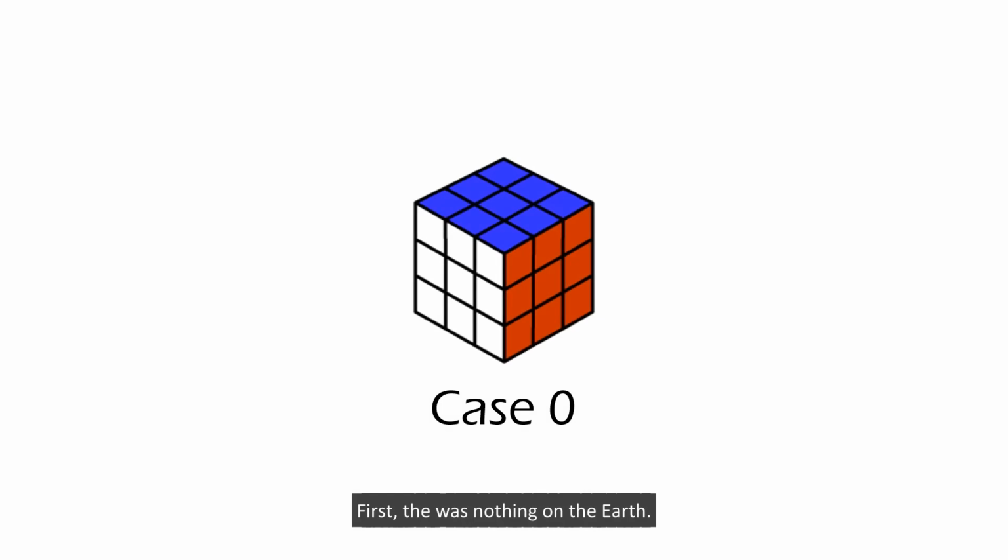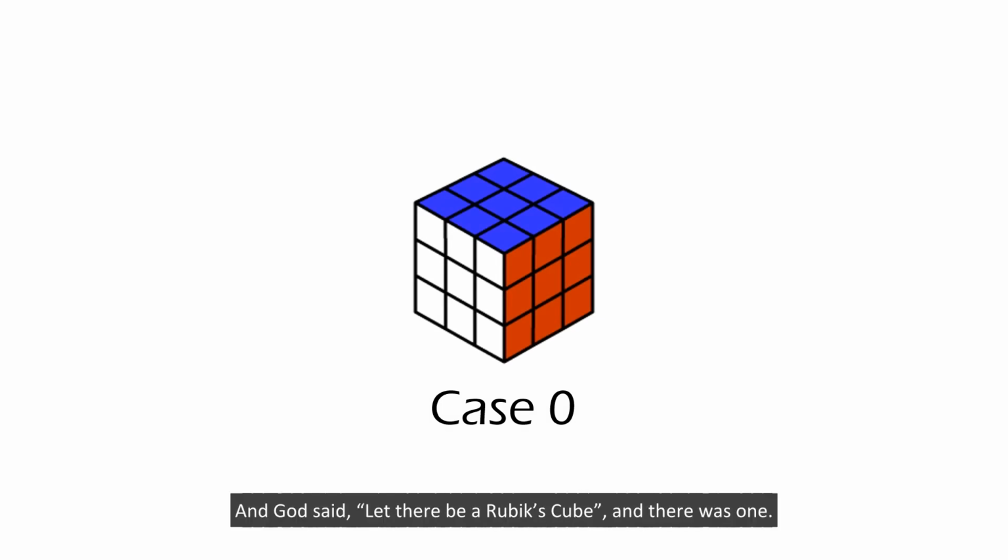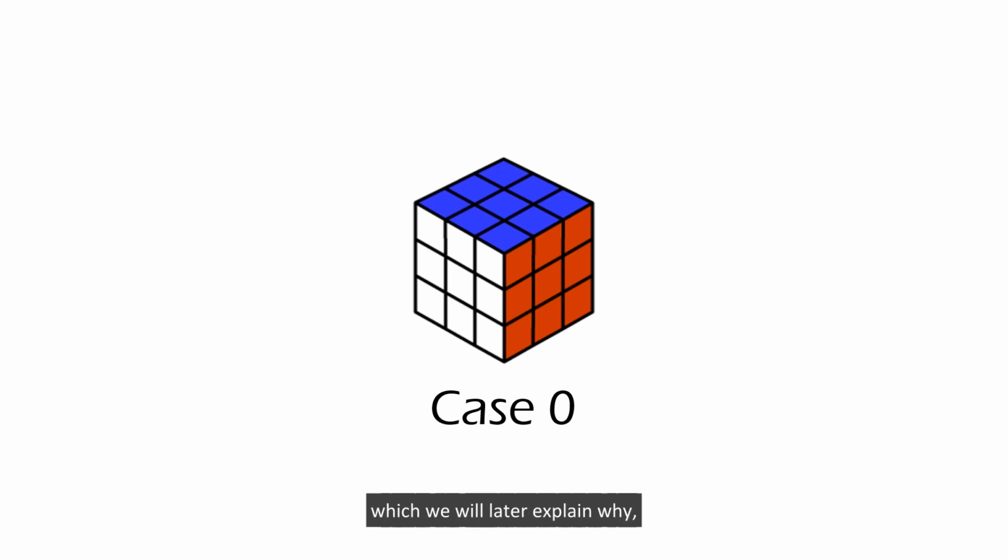First, there was nothing on the earth, and God said, "Let there be a Rubik's Cube," and there was one. But what God created was a cube that is already solved, and all the cubies are in just the right position such that every cubie on each surface of the cube has the same color. God decided to name this completed cube as zero, and since we firmly believe that all patterns of a Rubik's Cube come from zero, which we will later explain, all other patterns start from zero, which is the basis of the cube world.